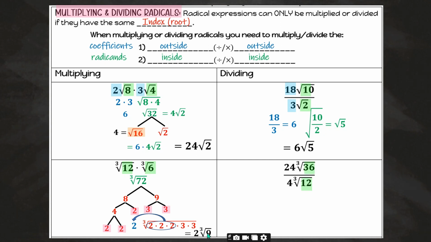Here I have 24 cube root of 36 divided by 4 cube root of 12. So I'm going to do 24 divided by 4, which is equal to 6. 36 divided by 12, which is the cube root of 3. So I have 6 cube roots of 3. For once in your life, you're going to prefer to divide over multiply.